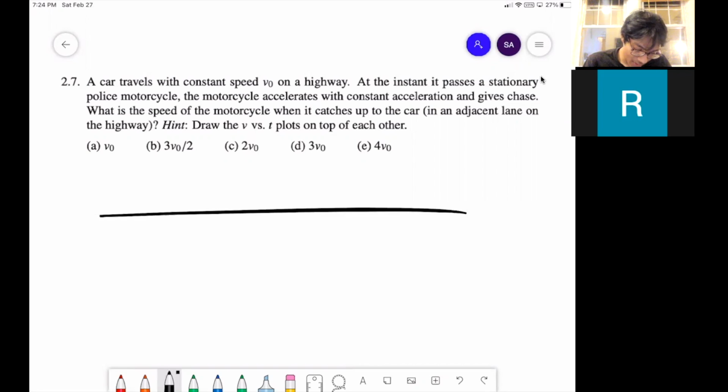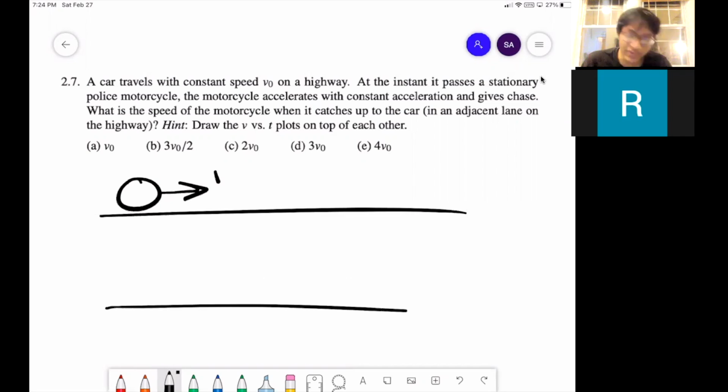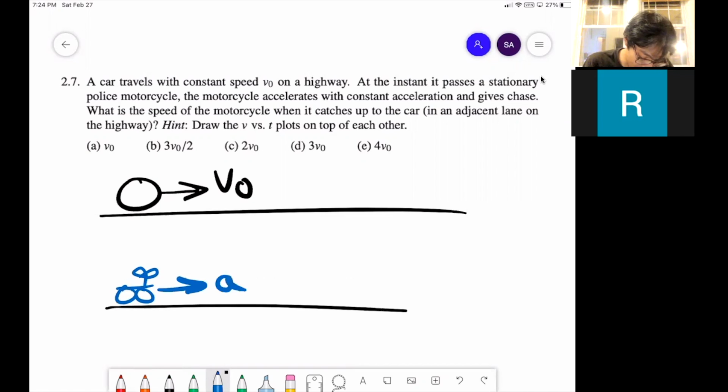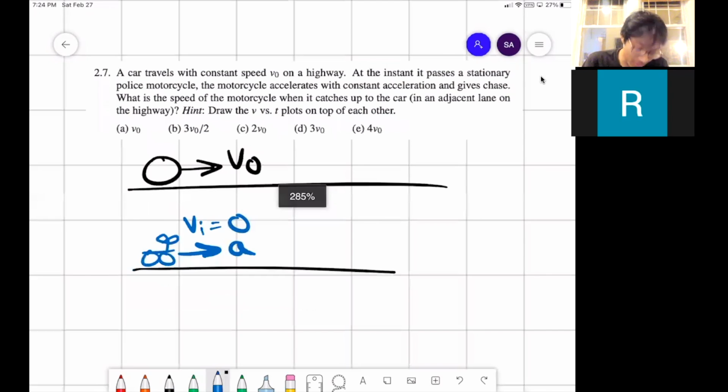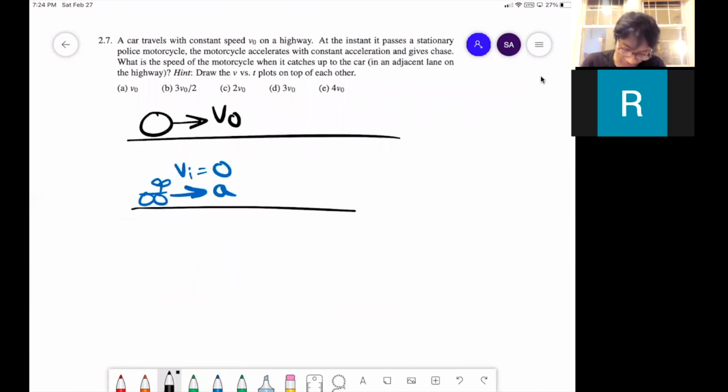Okay, so what do we know? We know that we got a car, and it's traveling with some constant speed v0. And at the moment it passes some police motorcycle, I'm gonna draw that like a bike for some reason. Here's that motorcycle. That motorcycle accelerates with a constant acceleration a, but its initial velocity is 0. So at some point these two guys are gonna catch up. And at the time they catch up, what's the motorcycle's velocity? So this is a really cool problem, but it has a really interesting solution. Here's what it is. Let's check it out.